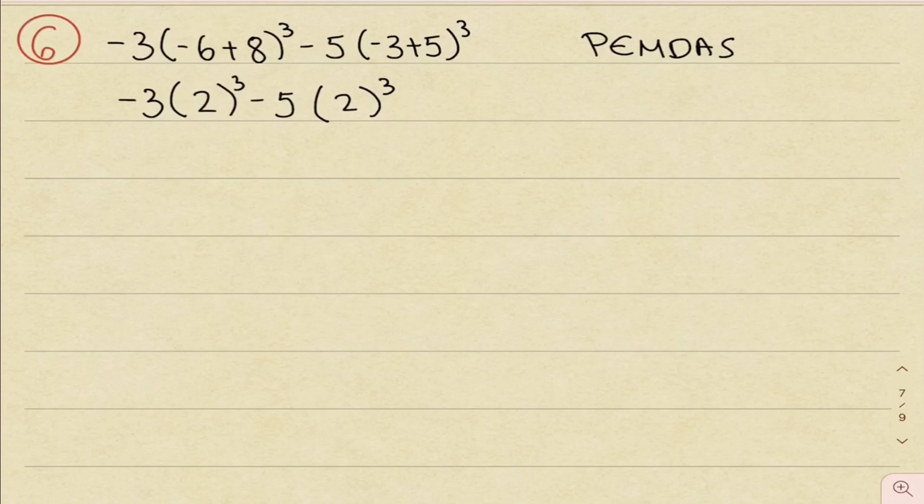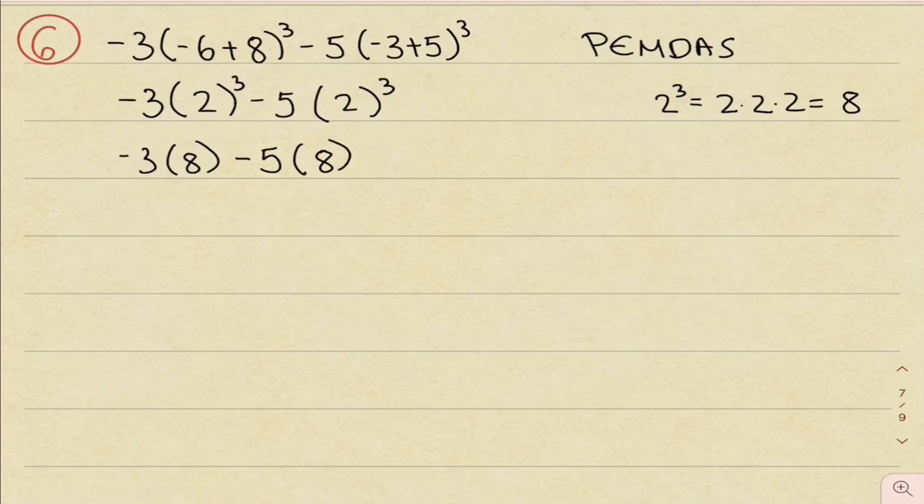I'm going to go ahead and work with exponents. So I have 2 to the power of 3. I'm going to do it here on the side. It's 2 multiplying itself 3 times. 2 times 2 times 2 is 8. So I have negative 3 times 8. I'm going to keep the 8 in parentheses for now, minus 5 times 8. So now I have multiplication and subtraction. Multiplication goes before subtraction. So I'm going to go ahead and multiply. I have negative 3 times 8, which is negative 24. And then I have negative 5 times 8, which is negative 40. Negative 24 minus 40 is negative 64.